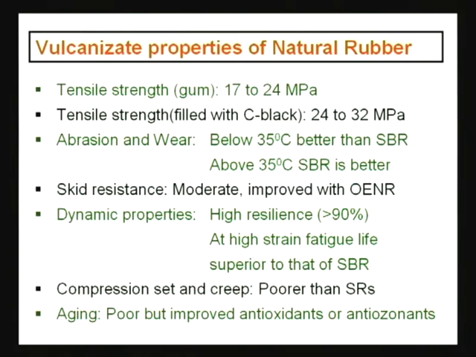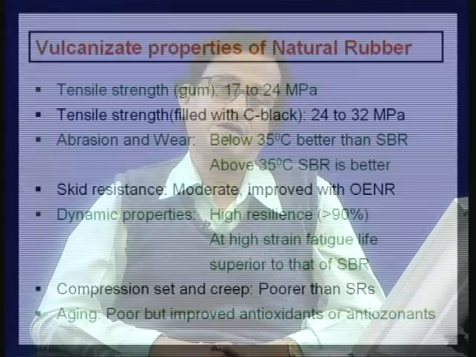Then abrasion and wear. Think of a rubber tire: when it rolls on the road, the surface is rough, so the outside surface of the wheel, the tread portion, gets worn out due to wear and tear from friction with the road surface. That wear resistance must be there, and there must be road grip, otherwise there will be skidding of the wheel after sudden pressing of the brake. It should stop immediately.